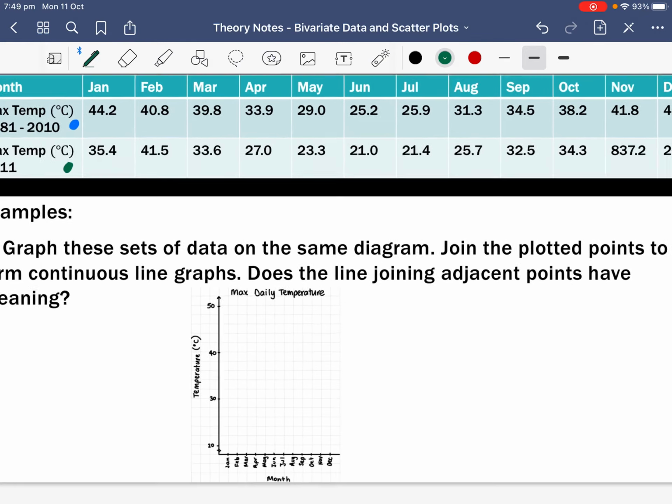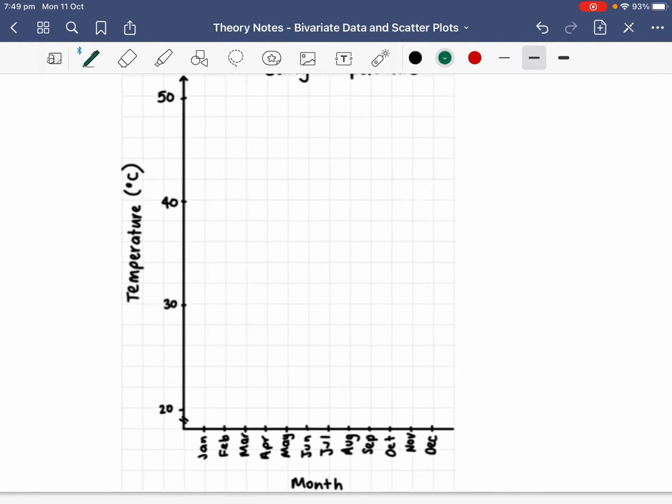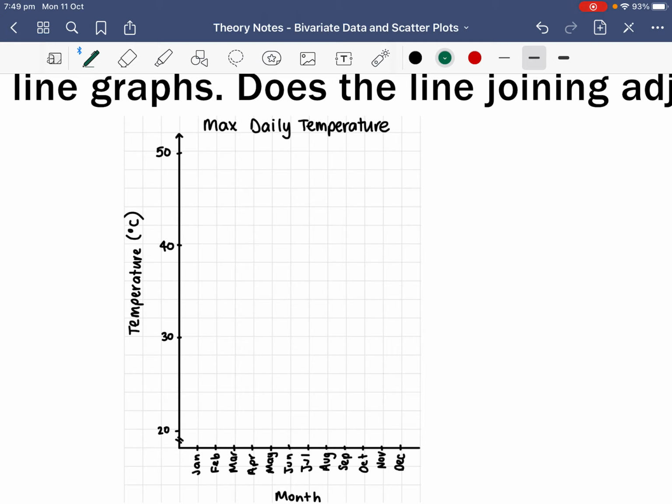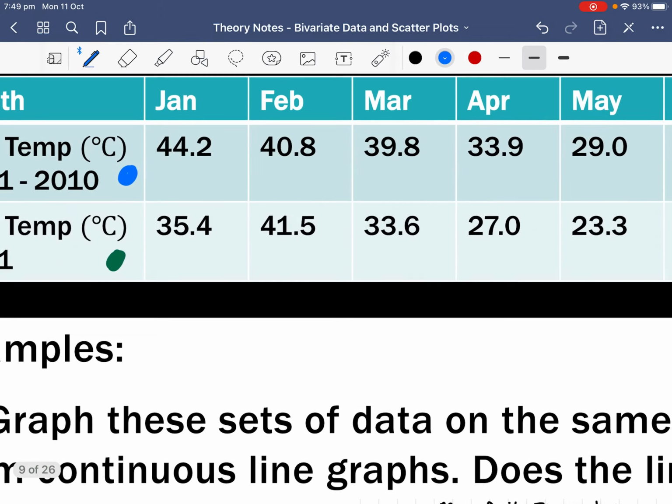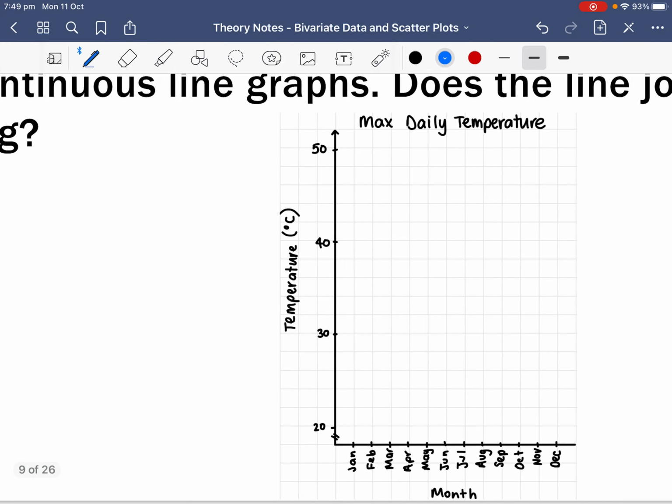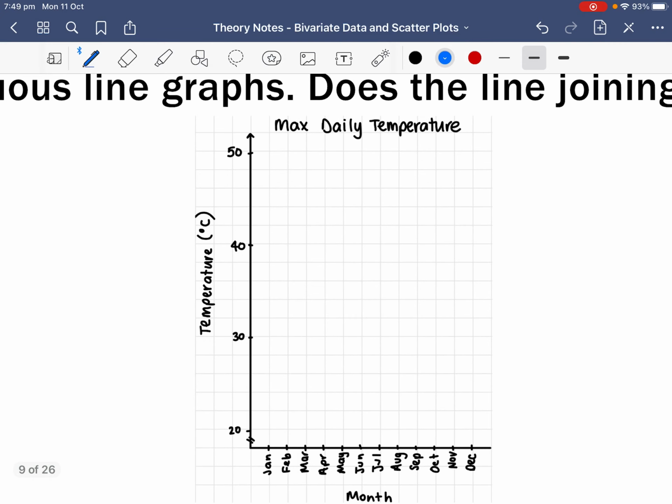So I'm going to just zoom in a little bit onto this graph. I still have the table in front of me. So what we want to do, our first point is in January, the maximum temperature of 1981 to 2010 was 44.2. So we're going to put a dot where this is. So in January, we want to go to 44.2. So we'll put a dot there. Then for February, it is 40.8.